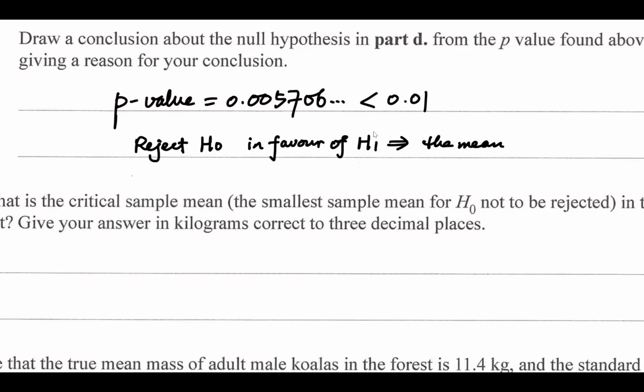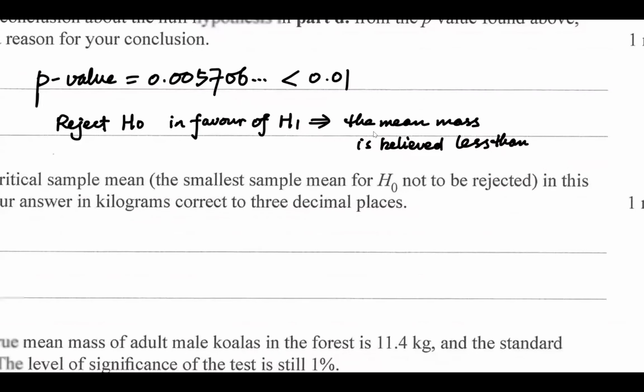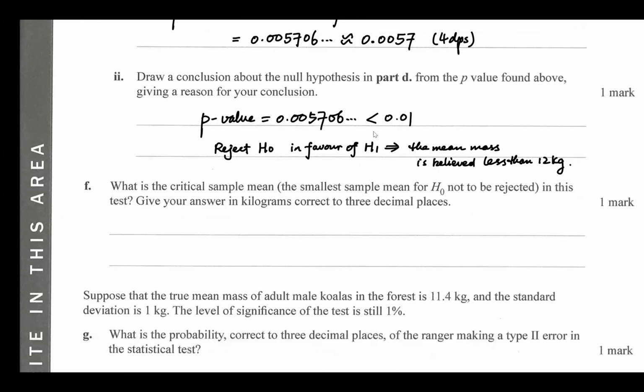The mean mass is believed to be less than 12 kilograms. And that is a conclusion, okay? And what is the critical sample mean? The smallest sample mean for H naught not to be rejected.